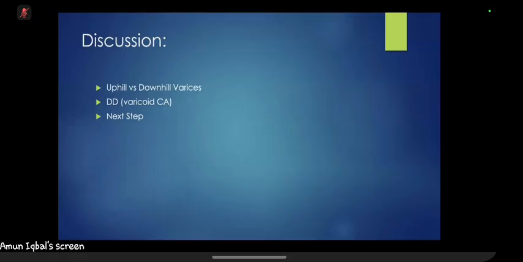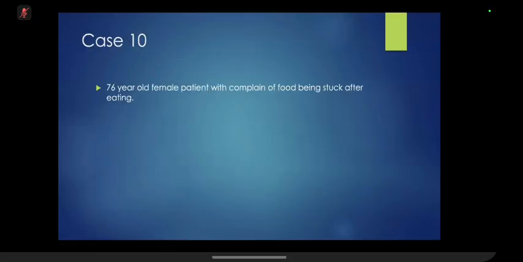And if there is no malignancy, then the varices obviously need treatment. You will send to the hepatobiliary MDT. They will discuss what to do with this patient, and they can decide about the banding or whatever they want to do, keeping in view the other comorbidities of the patient. Okay, so I will move to the next case.